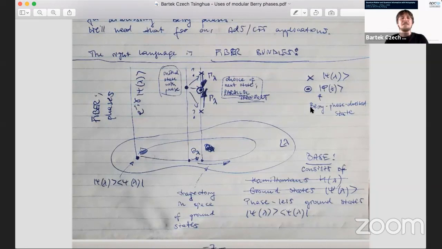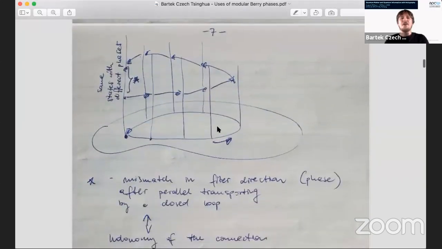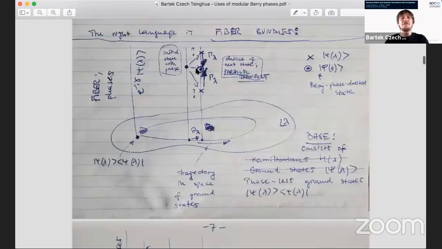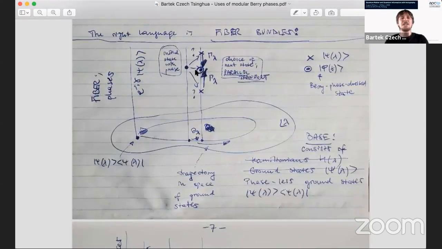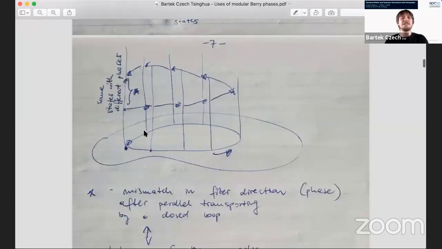And the Berry connection or any other connection specifies what the correct choices are. So now, if I already know what the correct choices are, if I have made some choice of the parallel transport condition, like Berry did for us, then I can take this trajectory in the base space and I can lift it to the fiber direction. If I started here, my parallel transport condition would tell me that next I will go here and here and here and here. And then at the end of the day, when I arrive back at my initial point in the base, did I arrive at the same point in the fiber directions?